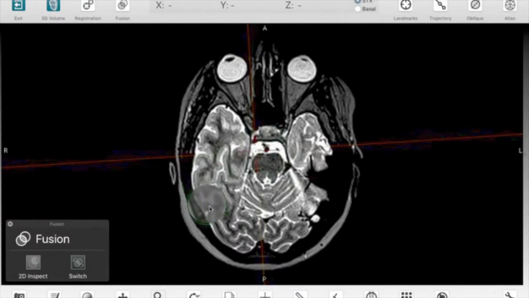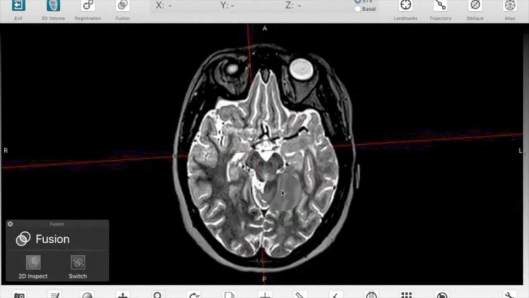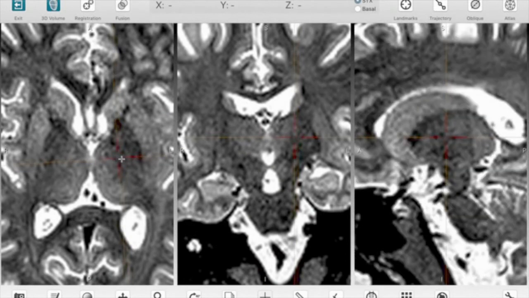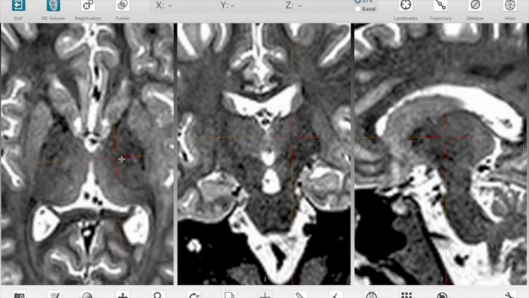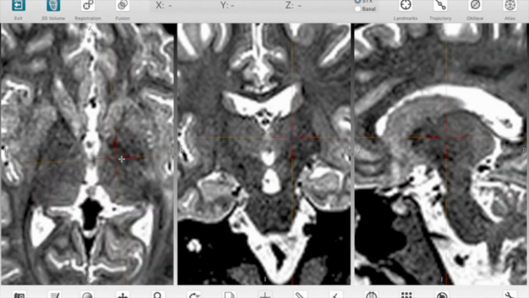And the first step in planning when targeting a deep structure is to co-register the MRI sequences with the stereotactic CT. To visualize the target, the most used sequences are STIR and T2, as demonstrated here. Due to great anatomical variability among subjects, indirect targeting should be avoided.